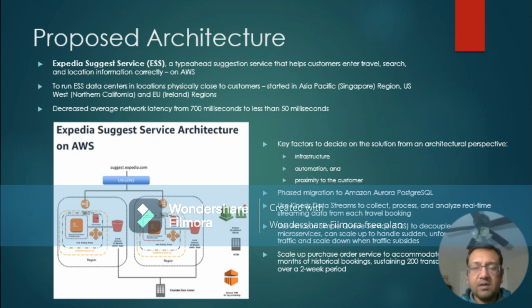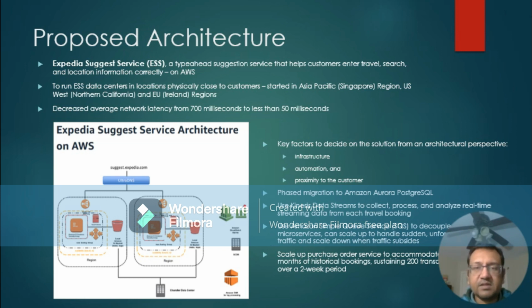Thank you, Stephen. Hi, my name is Shekhar Gupta, and I'm going to talk about proposed architecture and solution implementation details for this Expedia case study. Expedia's Suggest Service, ESS, is a type-ahead suggestion service that helps customers enter information about their travel and search for various locations in a correct manner.